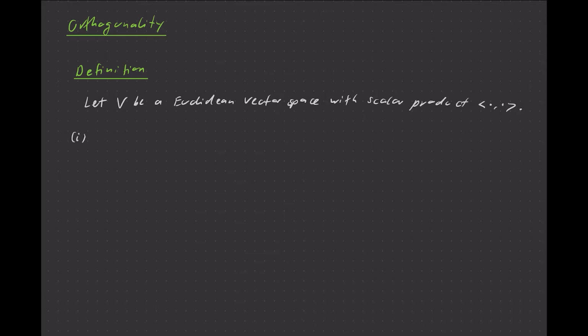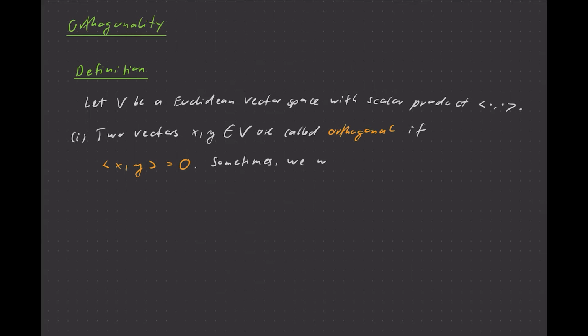So let's introduce the notion of orthogonality. We'll start with two vectors. Two vectors will be called orthogonal if and only if their scalar product is 0. So two vectors, let's call them x and y, in the vector space V are called orthogonal if the scalar product of x and y is 0. We'll sometimes use a specific notation for that. Sometimes we will denote this by the notation x is orthogonal to y, like this.